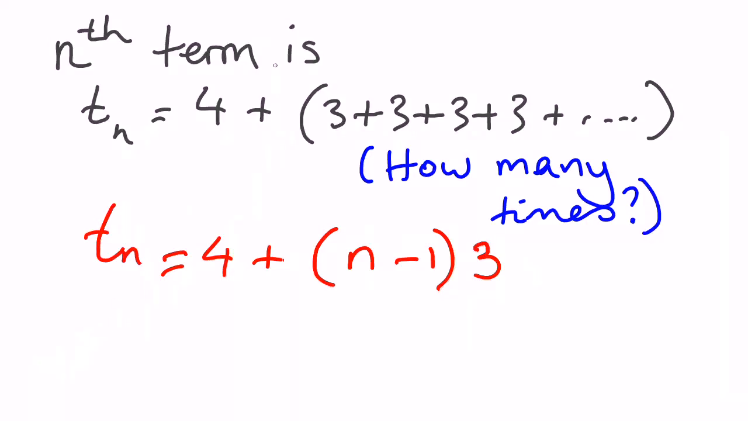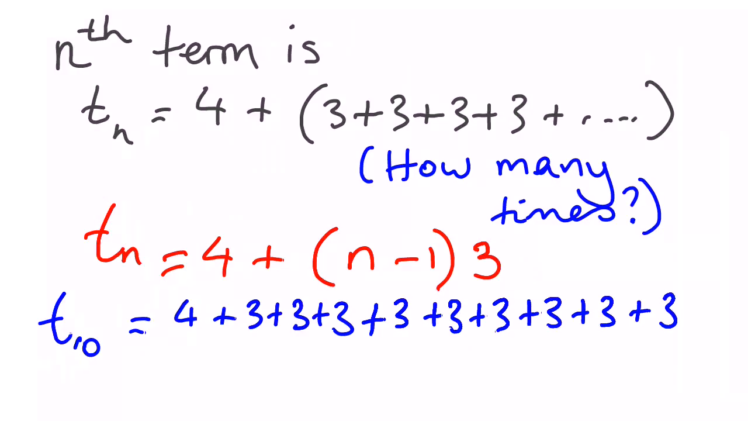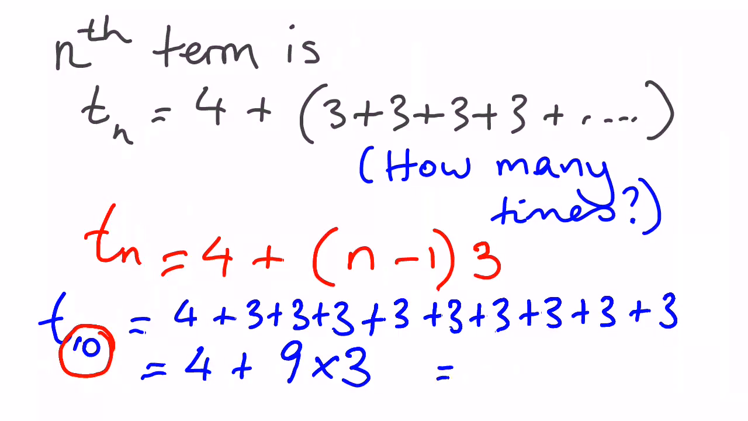So in this example, let's look at what that looks like. If I say now find T10, that means I'm going to have 4 plus 3 plus 3 plus 3. Hang on. How many times am I adding 3? 9 times, because it's going to be 1 less than this n down here. Okay, so I'm going to have 4 plus 9 times 3. 9 times 3, I know, is 27, plus 4 is 31.